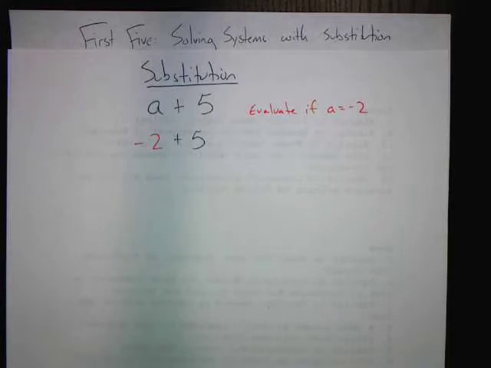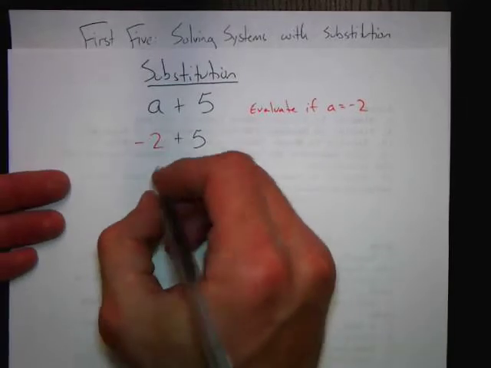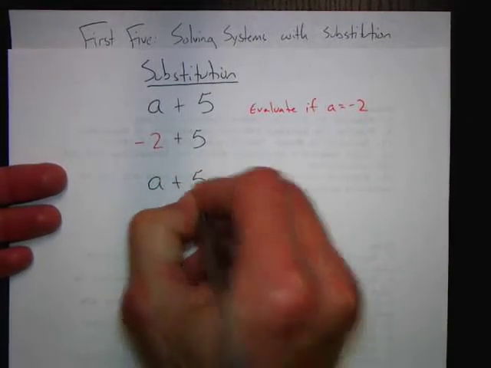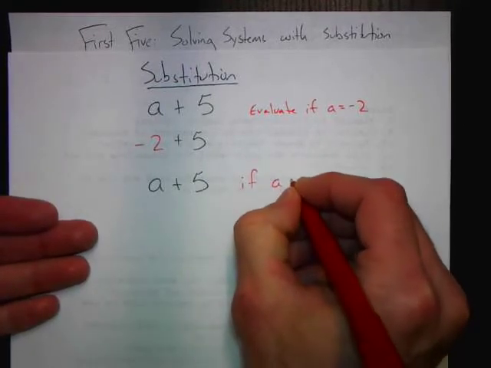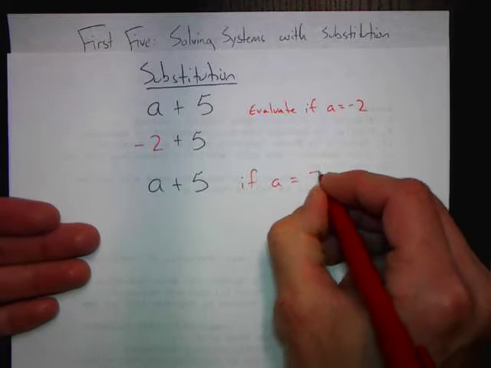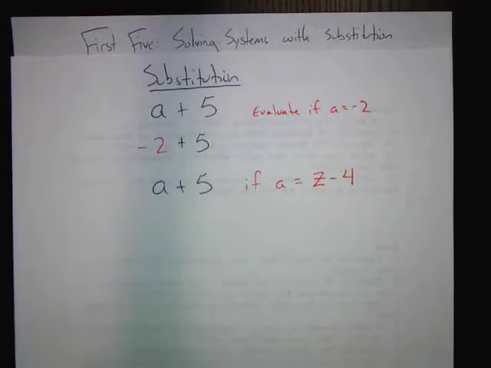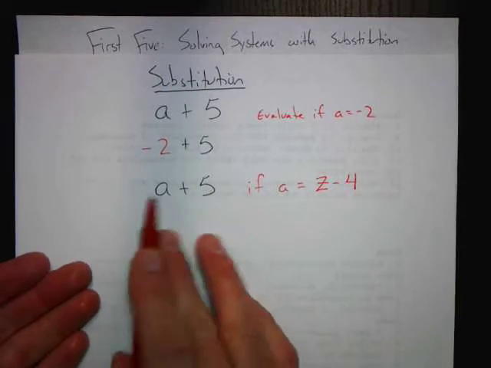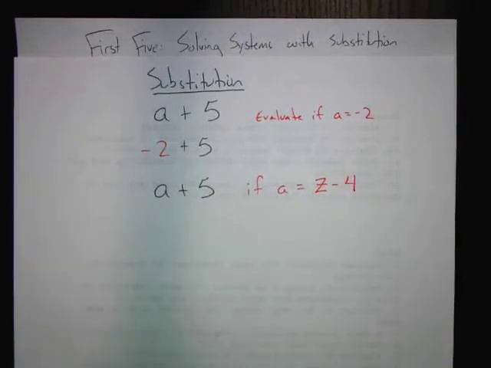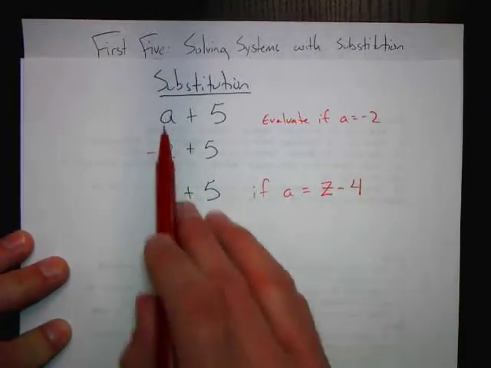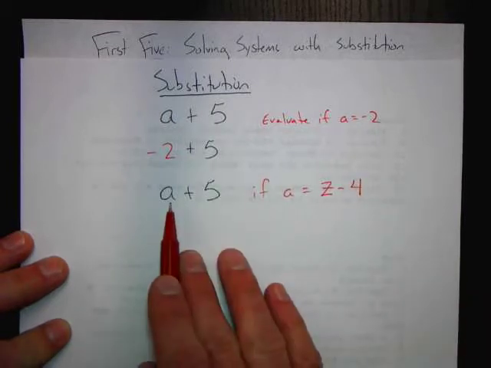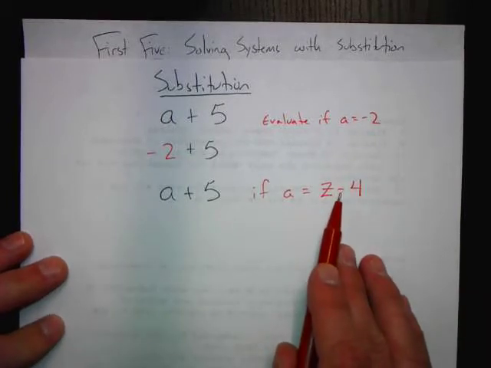Now, when we're dealing with a system of equations, we will be substituting something a lot funkier. So what if we had something like a plus 5, and what if I was to tell you that a was actually z minus 4? What would happen to this whole thing if a was this whole different and crazy looking thing? Before, we're used to something simple like swapping out a with -2. Here it's something a little more complicated.